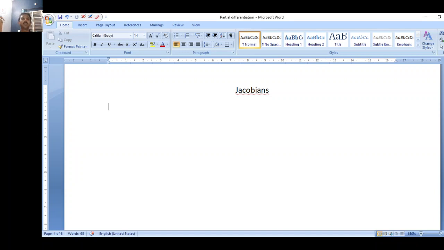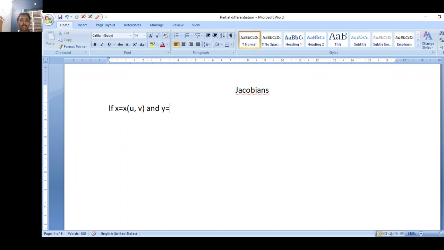Hi everyone. In this particular session, we're going to discuss Jacobians. This comes under partial differentiation, and this has some very important applications in integral calculus and many other topics as well. So, in this session, we'll see how to define the Jacobian, and we'll also see some of its properties. And towards the end of this session, we'll see how to work out a few problems pertaining to Jacobians.